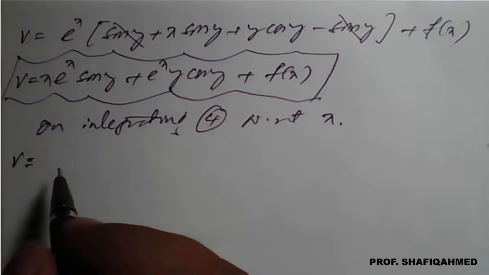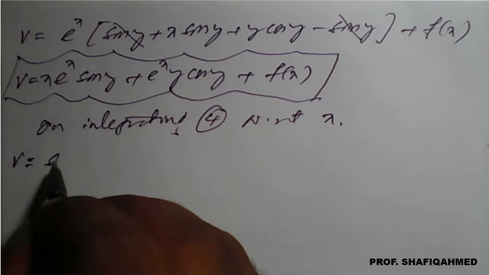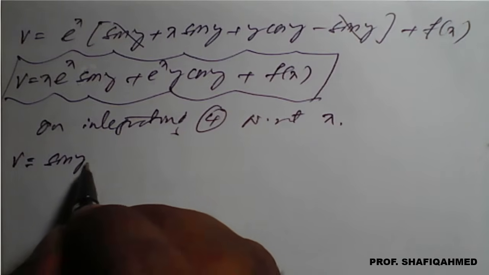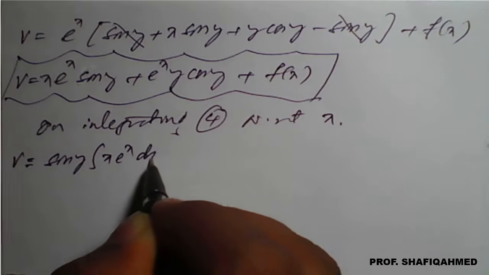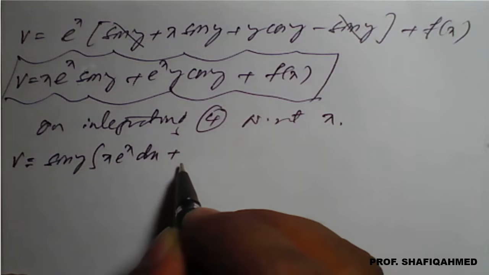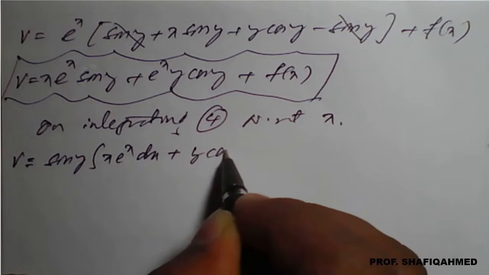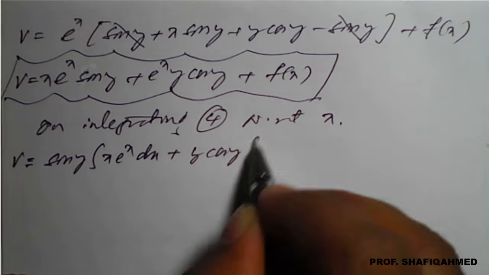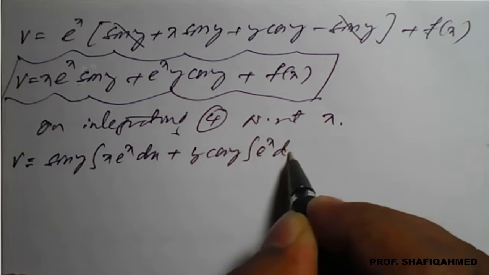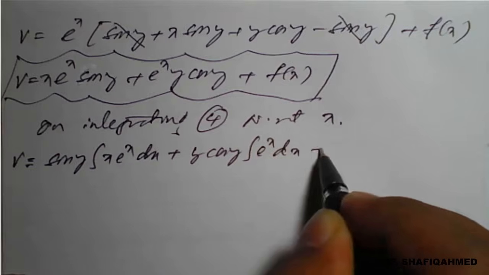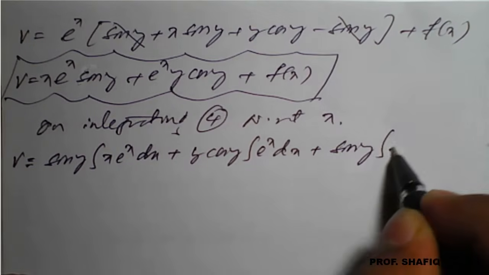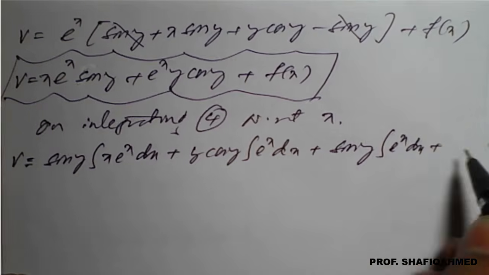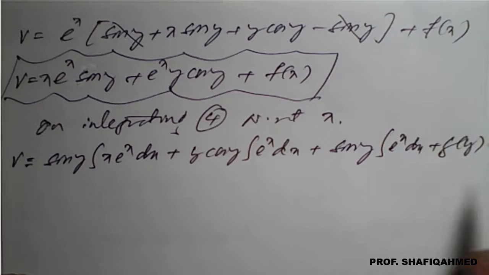So at that time you take sin y as constant, so we'll get sin y, I will take constant, so we'll get integration of x e raised to x dx plus y cos y is a constant, integration of e raised to x into dx plus sin y is a constant in the third term, so e raised to x into dx plus arbitrary constant g of 1.